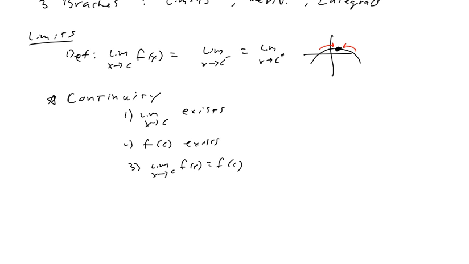The limit exists, so you have to have a limit available, meaning two things approach the same location. To exist, you have to have a left and a right, so we have this double definition. F of c has to exist. We have to have a point, a location. And the limit and the point have to match.